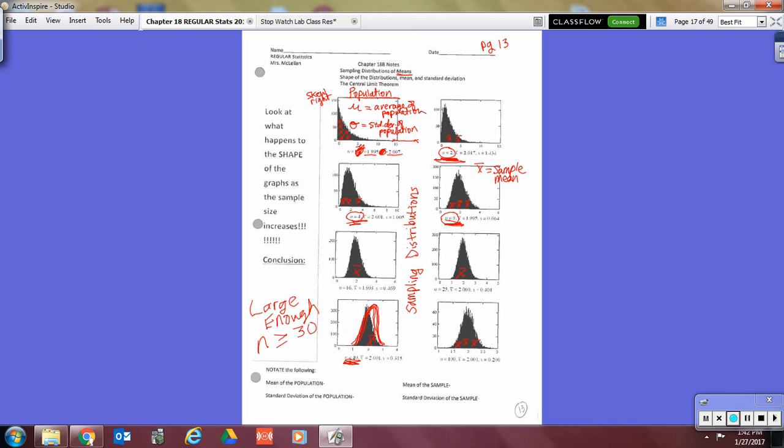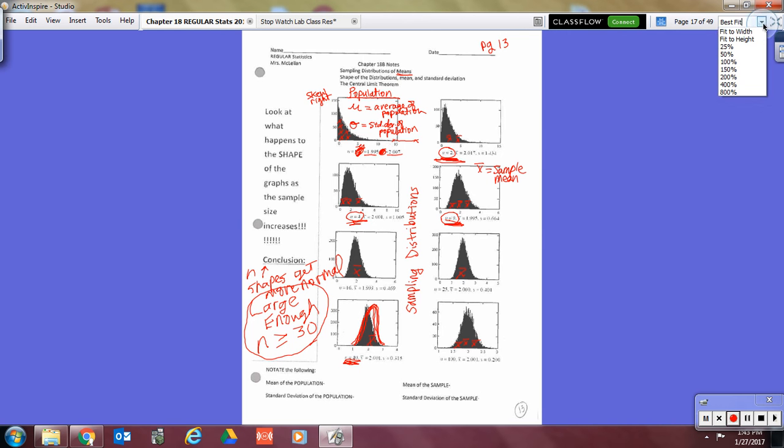Okay? All right. So over here on the side, we have this question. Look what happens to the shape of the graphs as the sample size increases. So we can see that as n is getting bigger, what did you guys tell me about the shape of these distributions? Good. The shapes get more normal. Okay, very good. And once we hit that magic number of 30, then mathematically we can start using all of our normal model computing. And we can use z-scores and we can do norm CDFs and all of that kind of stuff. So that makes it really good.